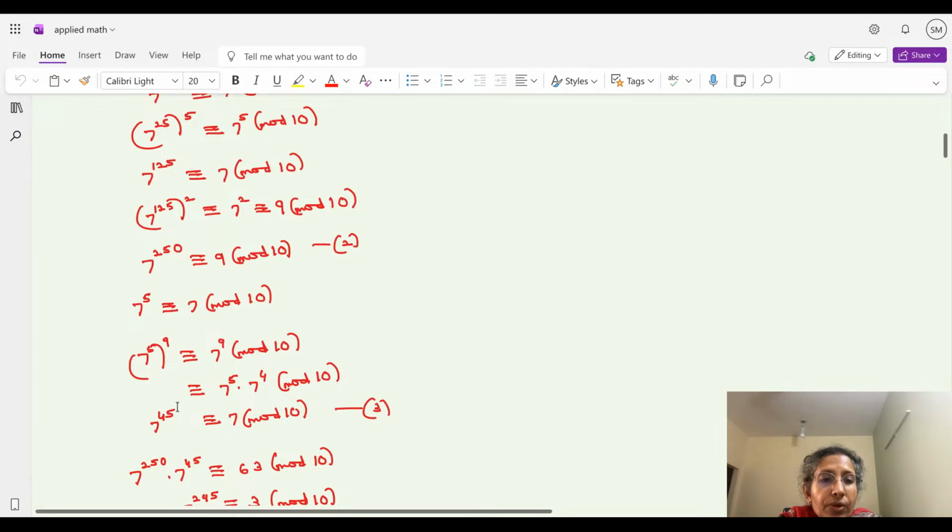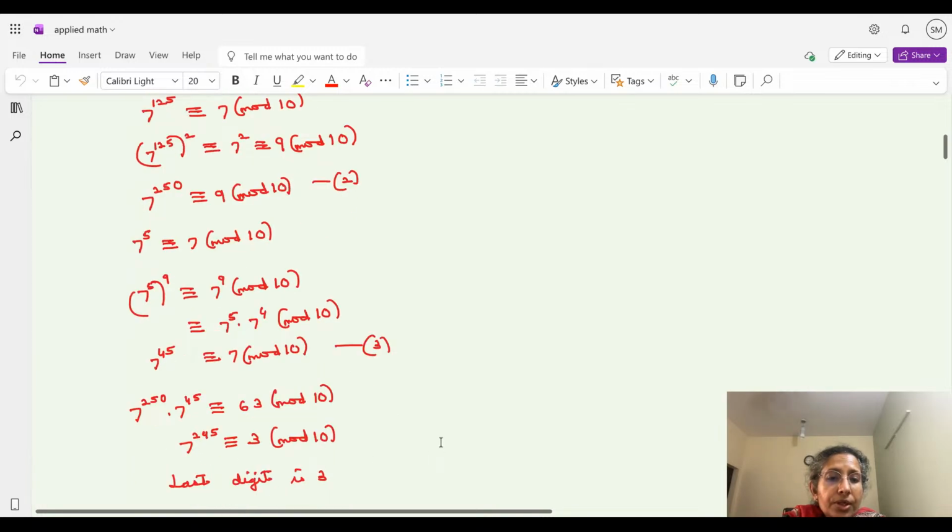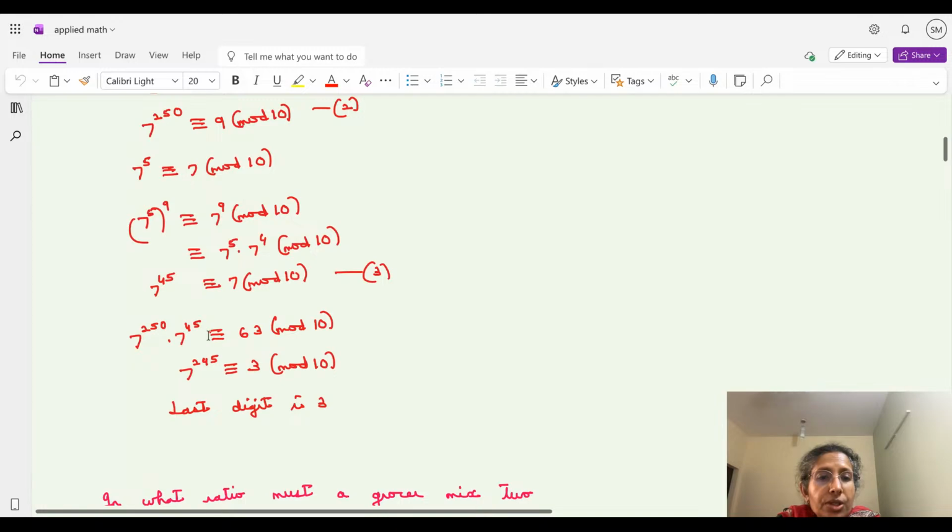So what happens if you multiply 2 and 3? 7 raised to 250 into 7 raised to 45 is congruent to 63 modulo 10. What is 7 raised to 250 into 7 raised to 45? It is 7 raised to 295. And 63 is congruent to 3 modulo 10. So the last digit is 3.